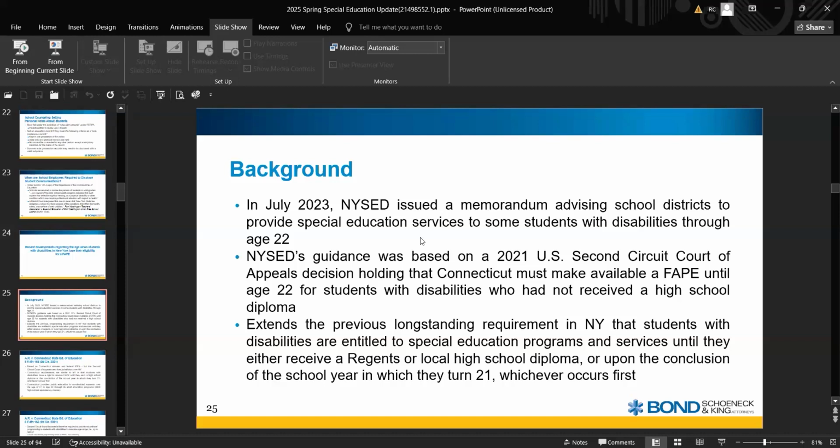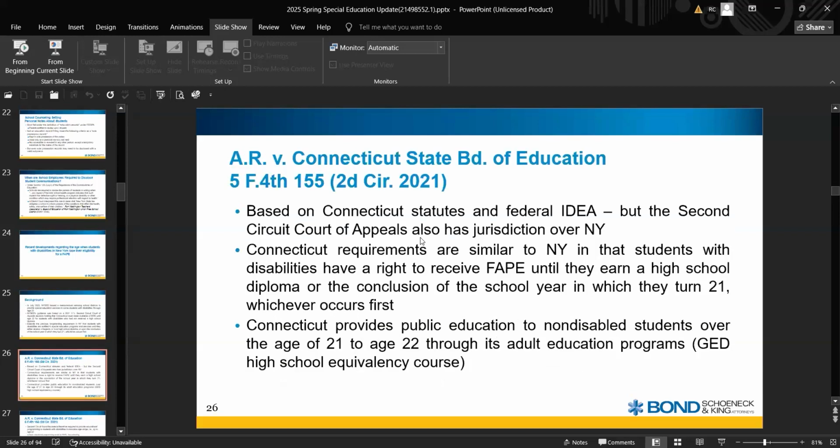This extended a previous long-standing requirement in New York that students with disabilities are entitled to special education programs or services until they either receive the Regents or local high school diploma or the end of the school year in which they turn 21, whichever of those two occurs first. Through the year they turn 21, I thought it was changed to the year they turn 22. This is a long-standing requirement. Before all this, it was 21. That's the long-standing requirement.